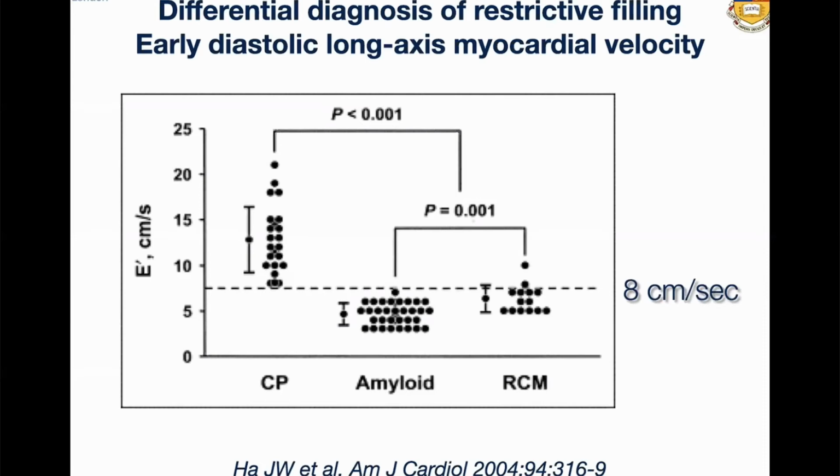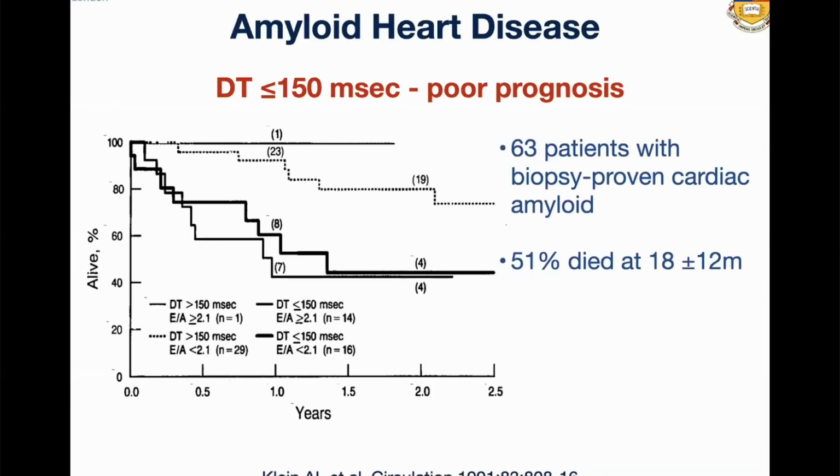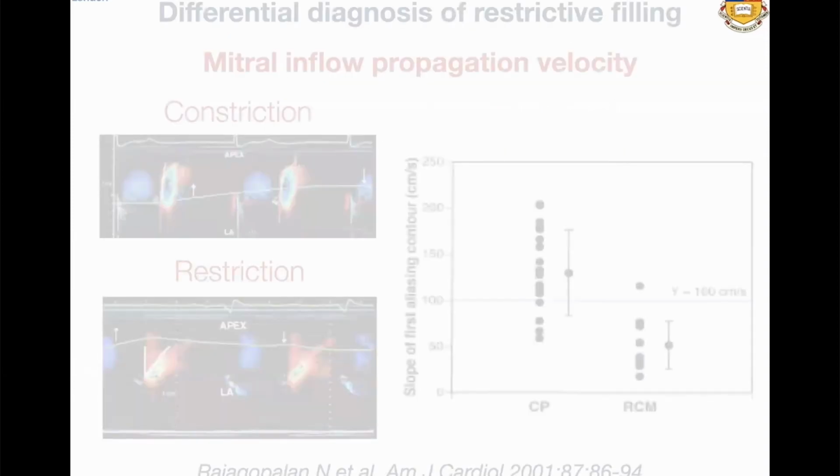Prognosis, very important in these patients. When the deceleration time is less than 150 milliseconds, the prognosis of these patients is rather abysmal. And you can see in this curve that deceleration time less than 150 plus or minus E to A wave, there's not too much, but it is mostly the deceleration time less than 150. More than half of these patients died in this study. So very important to remember that, deceleration time.